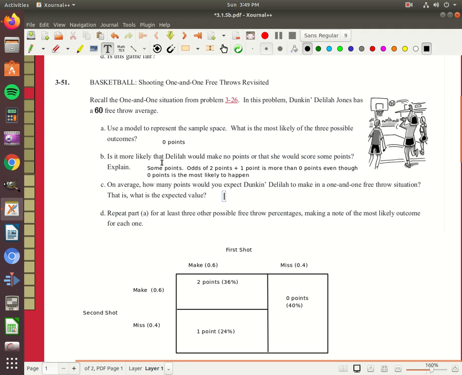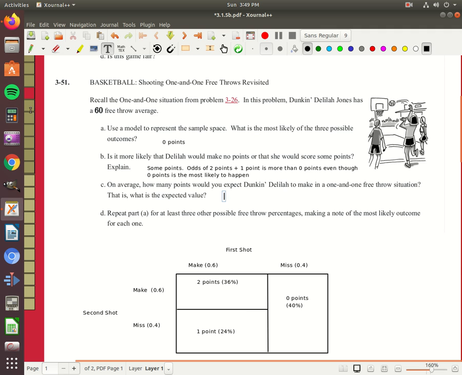So the most likely scenario is some points. The odds of 2 points plus 1 point is more than 0 points, even though 0 points is most likely to happen, right? So 36 plus 24 gives us 60%. 60% chance is going to score some points. That's more than the 40% of none. So it says on average, how many points would you expect Delilah to make in a 1-in-1 free throw situation? That is, what's the expected value?